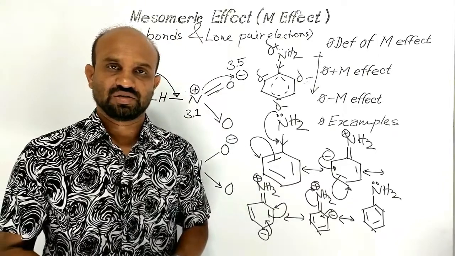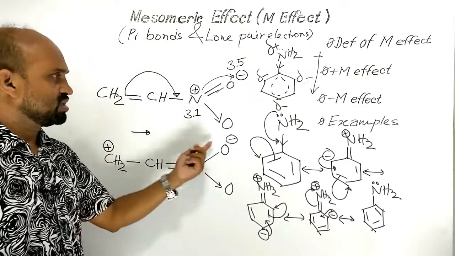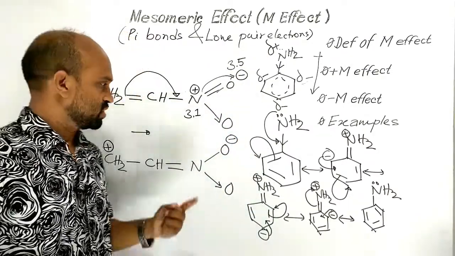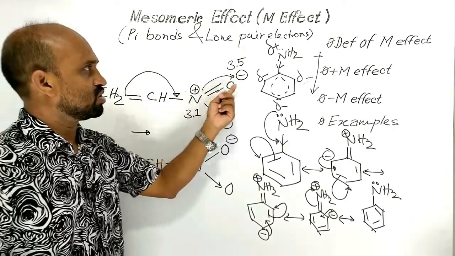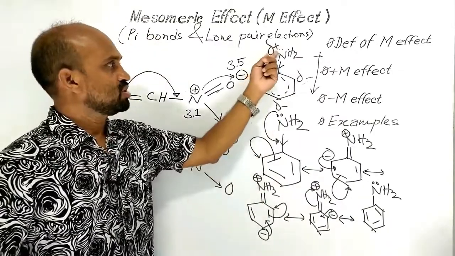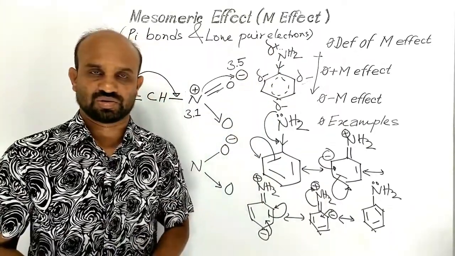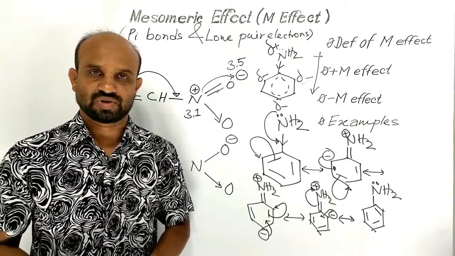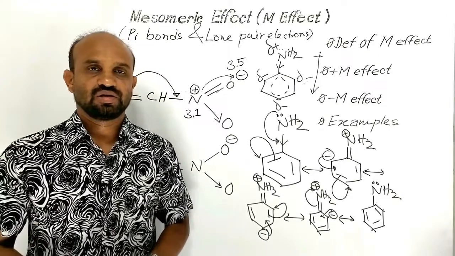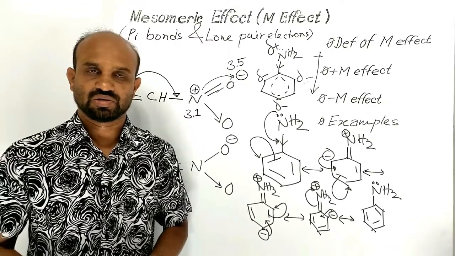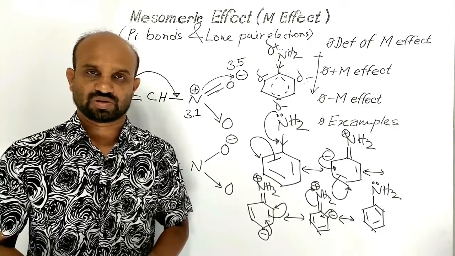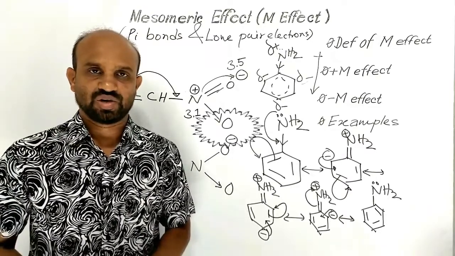Mesomeric effect is defined as polarity produced in a molecule by the movement of pi bonding electrons, or polarity produced by interaction between lone pair and pi bonding electrons, is called mesomeric effect. The basic difference between inductive effect and mesomeric effect is inductive effect involves sigma bonds, mesomeric effect involves pi bonds and lone pair of electrons. Let's move on to the next point.